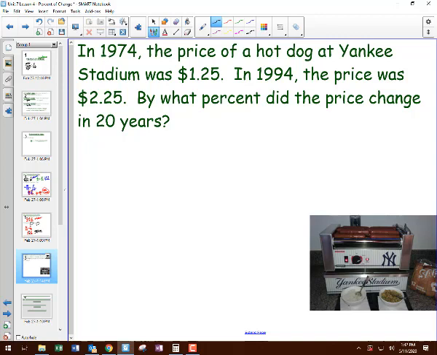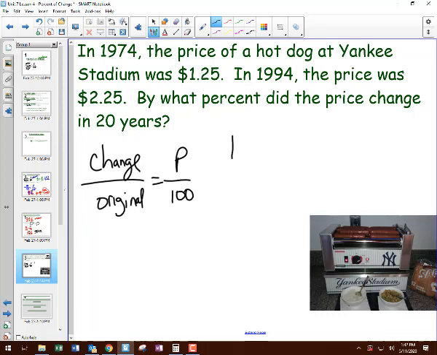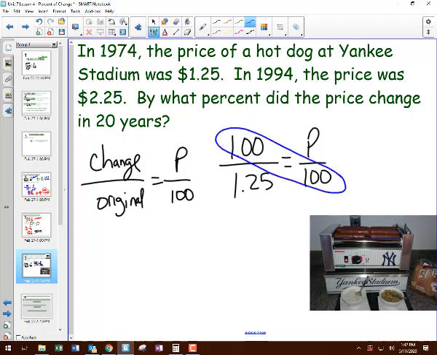Okay, so remember, we want our change over our original is equal to P over 100, the formula that we'll just plug and play. Our change was $1. Our original is 1.25. P over 100. Okay, a lot of different ways you could go to solve this one actually. I'm just going to use the cross product method just because we're pretty familiar with that.